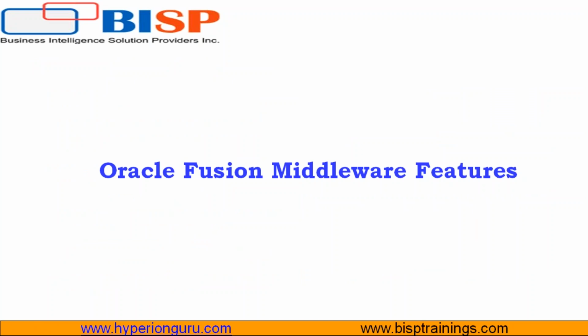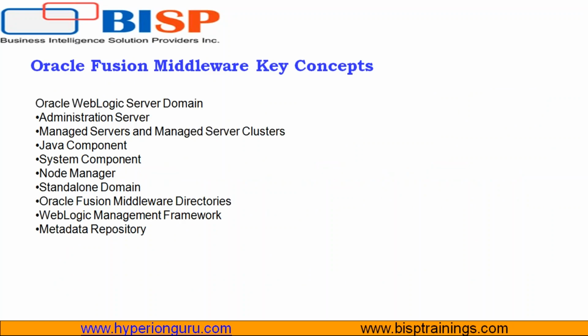Right, so some features of Fusion Middleware. We have seen what Fusion Middleware is, how it resides, what it comes with, and just a few additional features. So the key concepts within Fusion Middleware match with earlier versions, just maybe a few extra ones. So it has domain, administration server, managed servers, and managed server clusters, Java components, system components, which are part of it. It doesn't have a separate start-stop. Node manager, standalone domain, Oracle Fusion Middleware directories, WebLogic management framework, metadata repository, and there is something which I have not updated. It's the multi-tenant feature. So you can also say domain partitions.